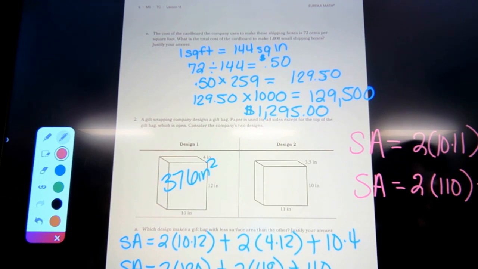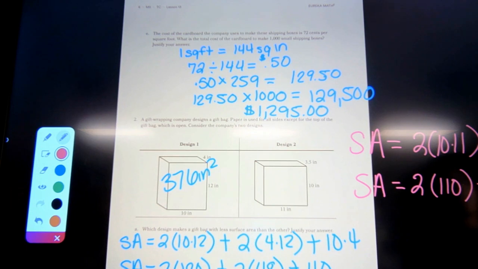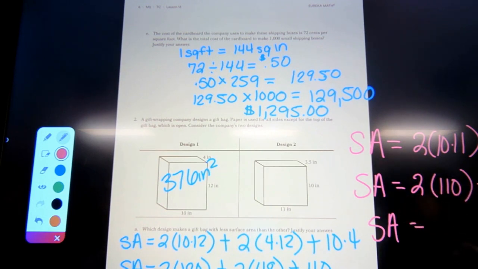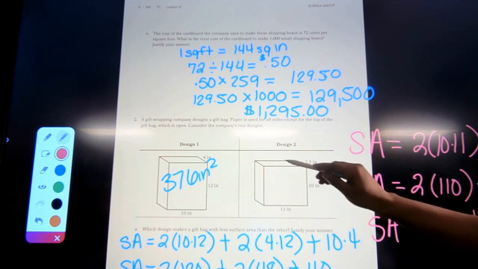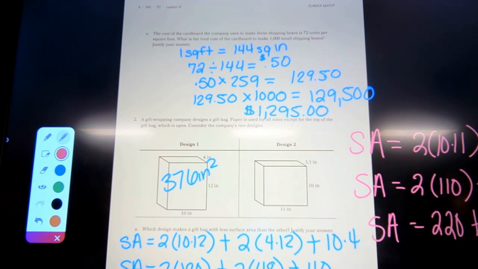So we have 2 times 35 plus, and then the last part that we need to add is the 11 times 3.5. I'm running out of space, but we have 11 times 3.5. So we have SA equals 2 times 110 gives me 220, plus 2 times 35 gives me 70. And remember, for the 11 and 3.5, we don't have a top, so it's only the base. When I did 11 times 3.5, I got 38.5. So we add up all of those sides, and we get a surface area of 328 and 5/10.